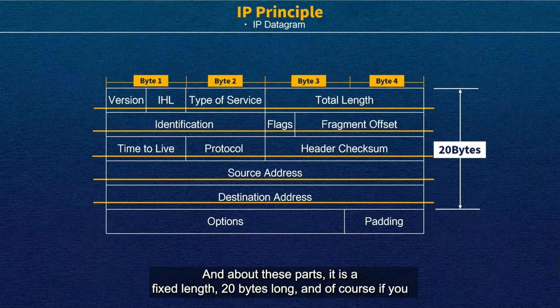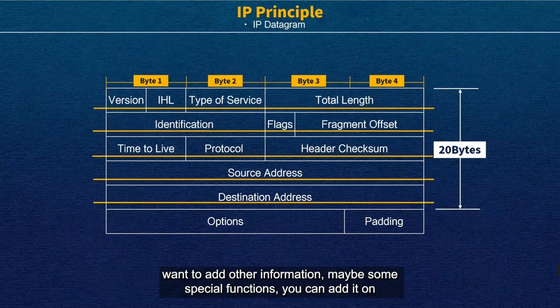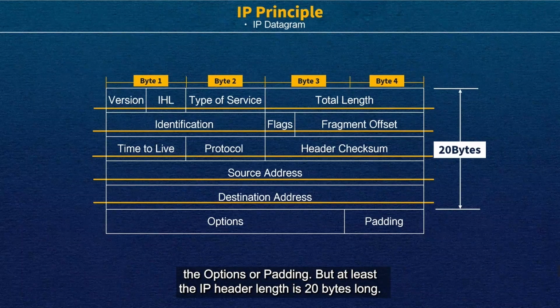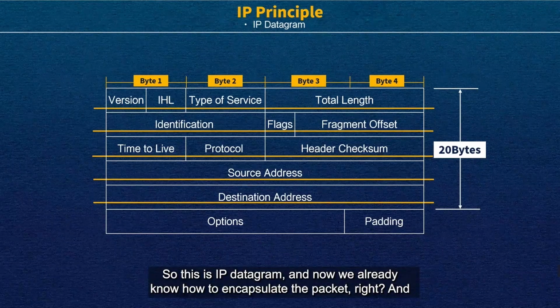These parts are fixed length, 20 bytes long. Of course, if you want to add other information for special functions, you can add the options or padding. But the IP header is at least 20 bytes long. So this is the IP datagram.